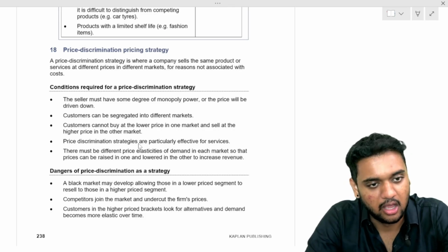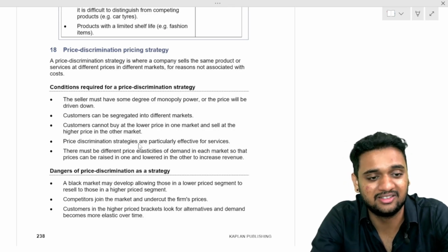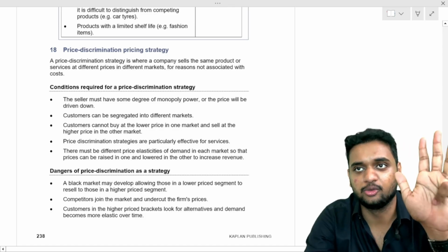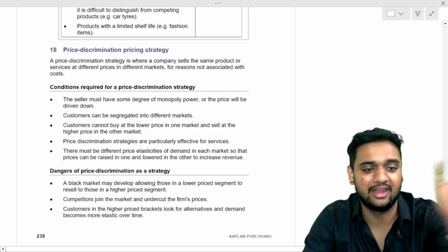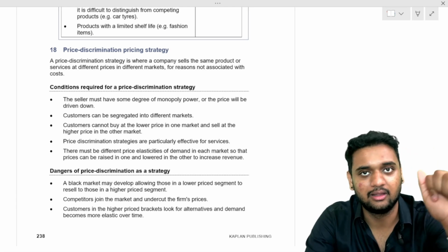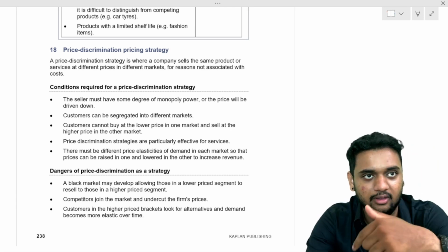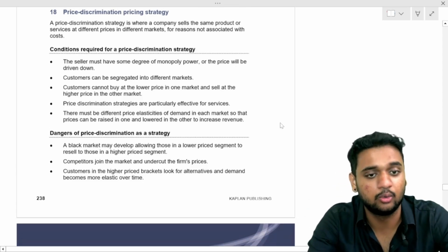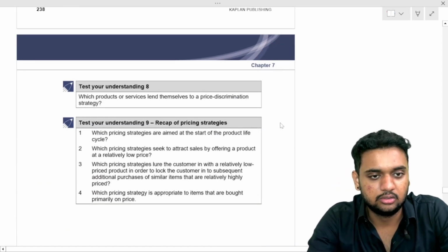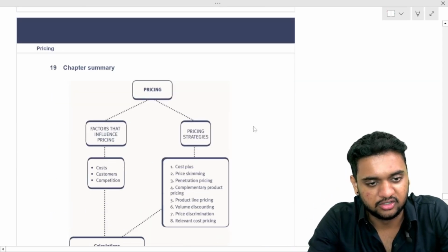Very easy concept. Understood the 4 conditions? What are the 4 conditions of price discrimination? Monopoly power should be there. The market is segregated into different markets. Cannot buy in one market and sell high in the other market. Last point, effective only for services. What? Don't write only. Effective mainly for services. This is what you should know. With this, we are done with this chapter.